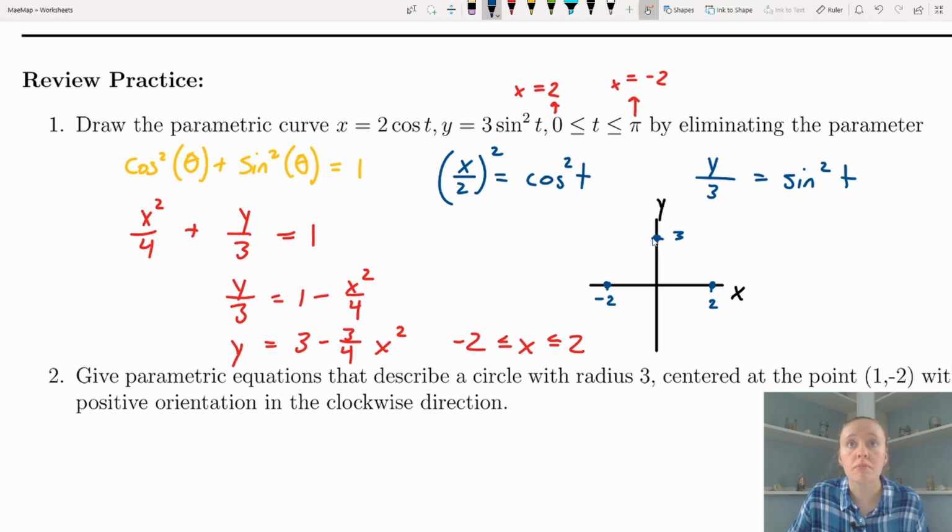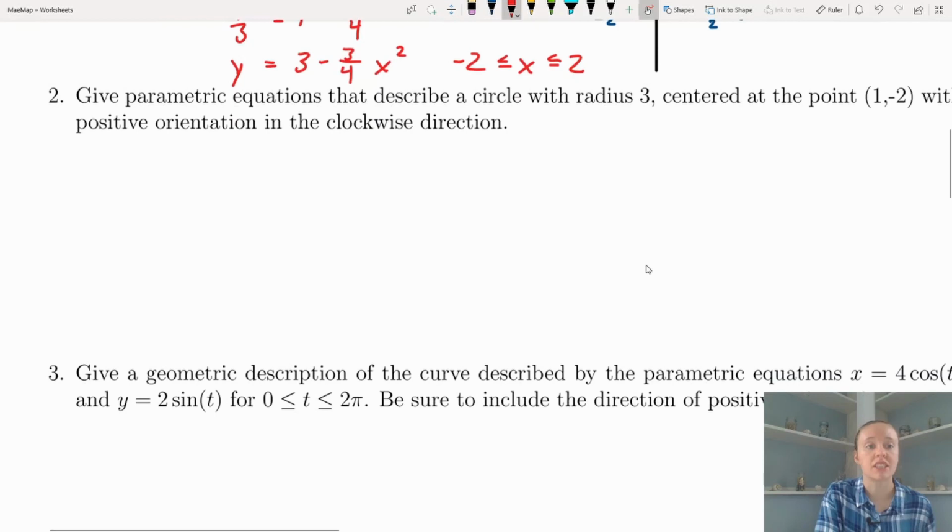So I'll draw my parabola and label that direction with arrows. So that's my parametric curve in part 1. We use that identity when dealing with sine and cosine to help us get our equation, making sure to take those bounds into account and also the direction.